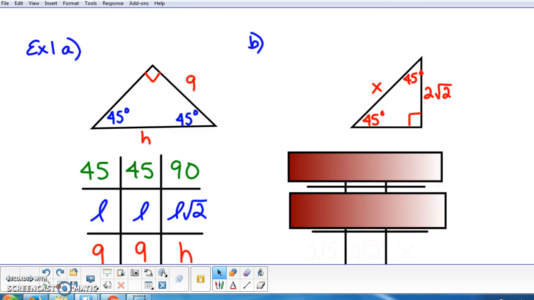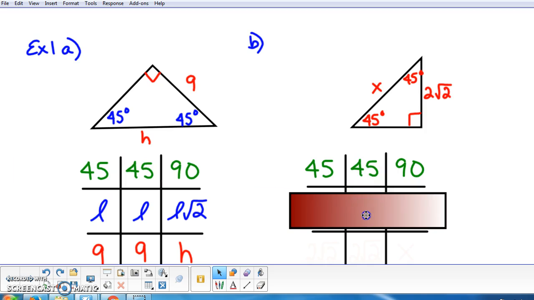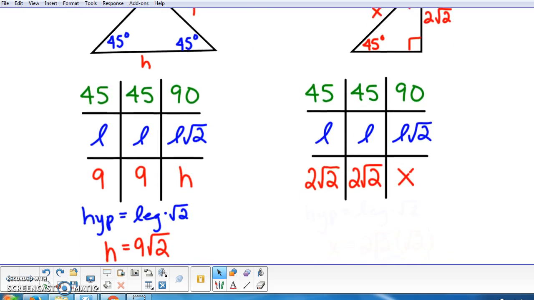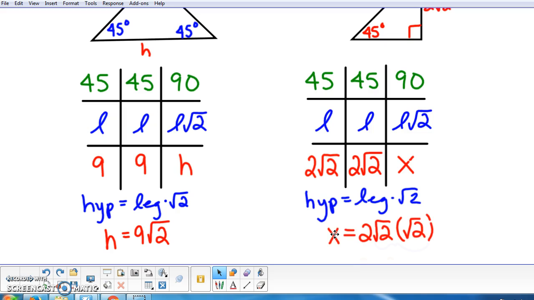Let's try letter B. Again, I have a 45, 45, 90, so I'll have the same formulas from before. My L this time is 2 root 2, so that means my other L is the same, and x is my hypotenuse. Now that I've transferred everything into my tic-tac-toe board, I can use the formula. Hypotenuse equals leg times root 2. X equals 2 root 2 times root 2. Notice this is my leg brought straight down and my root 2 from the formula brought straight down.